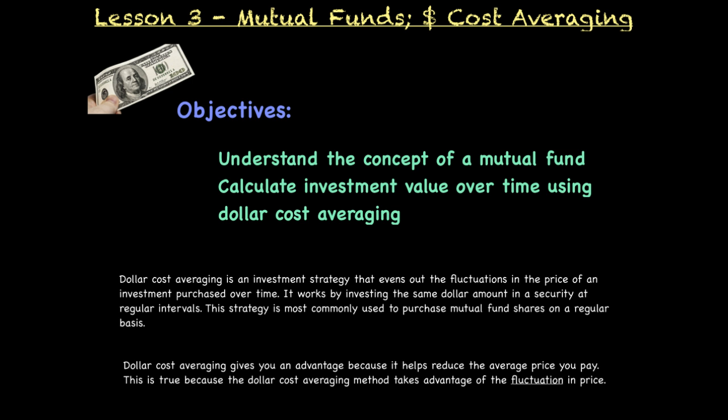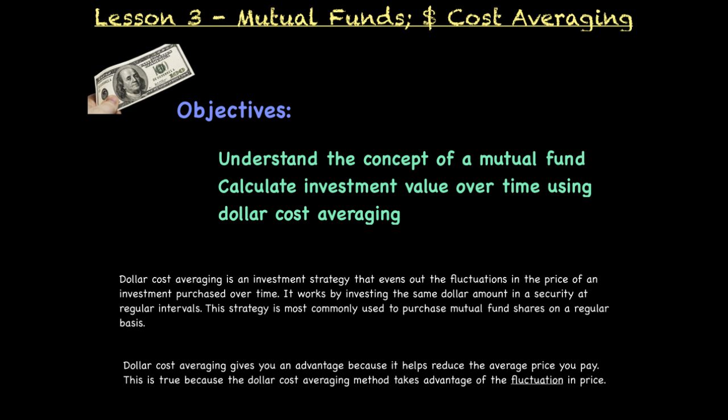the market. When you looked at stocks previously, you noticed that sometimes they were quite volatile and it didn't make sense to put in money and then take it out right away. One thing that we can do to hedge our bets is use dollar cost averaging. It works by investing the same amount in a security at regular intervals. So every month, for example, or every quarter.